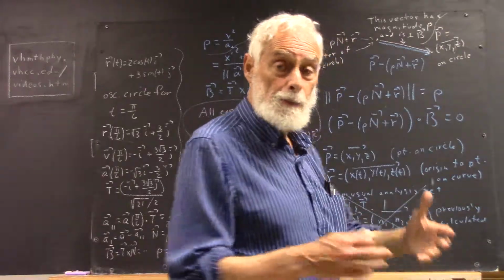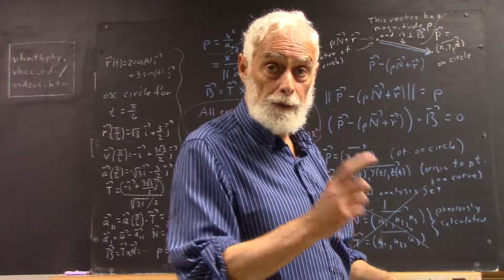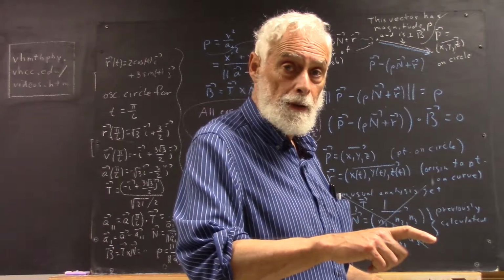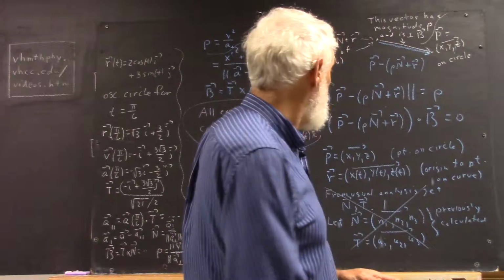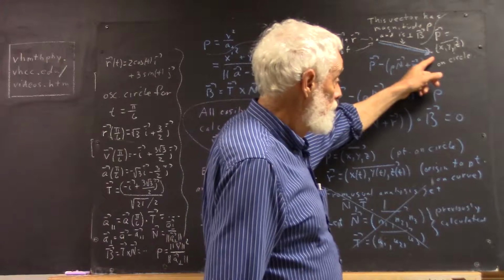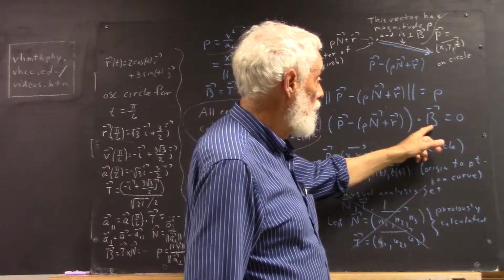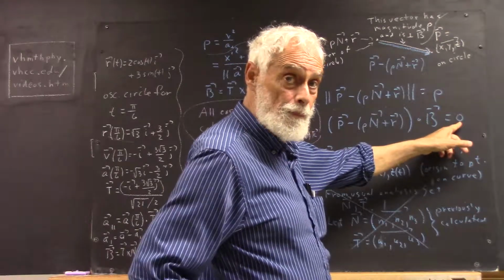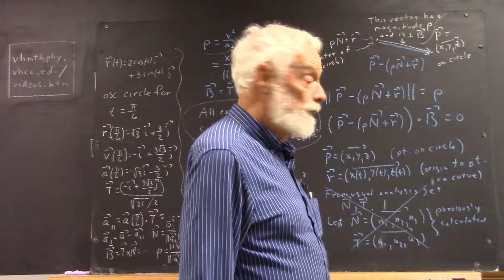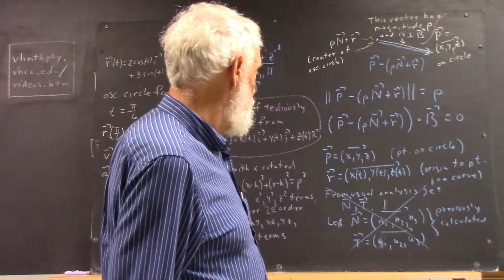And the circle has to be in the plane of motion, which is the plane of your unit tangent and unit normal vector, and therefore has to be perpendicular to the binormal. Meaning that this vector, again, has to be perpendicular to the binormal, meaning its dot product with the binormal is 0. So you have these two conditions that define your circle, and you put these together to get the equation of the circle.